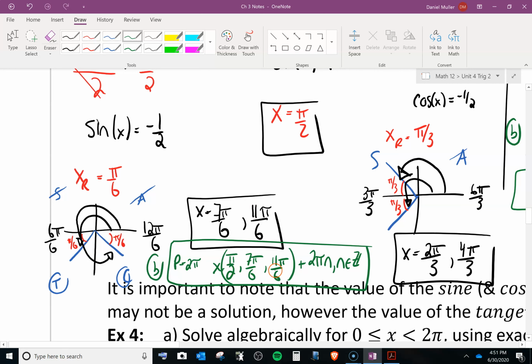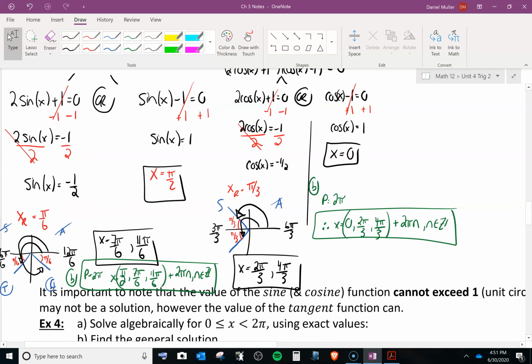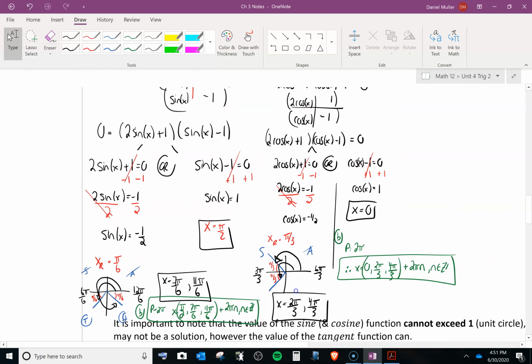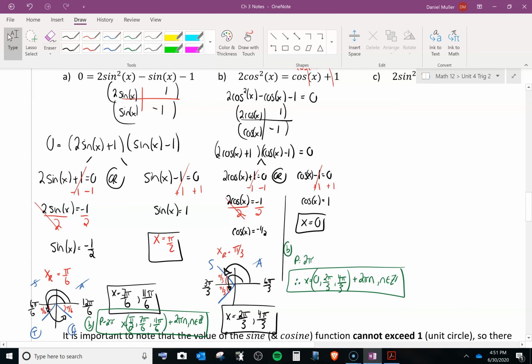You just list them all down, plus the period n, where n is an element of the counting numbers. So I'll zoom this out here. The PDF probably looks a little bit nicer, but at least you can see a little bit of this here.